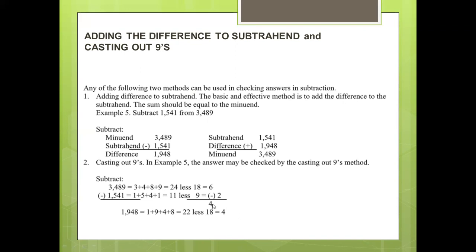So upon checking, remember we had this difference, 1,941. We'll just be adding those digits again. 1 plus 9 plus 4 plus 8 is equal to 22. So how many 9s do we have in 22? We have 2 again. So 9 plus 9 is equal to 18. So 22 minus 18 is equal to 4. So we have the same difference in the casting out nines method. You may use your calculator as well to check if we have the correct difference.